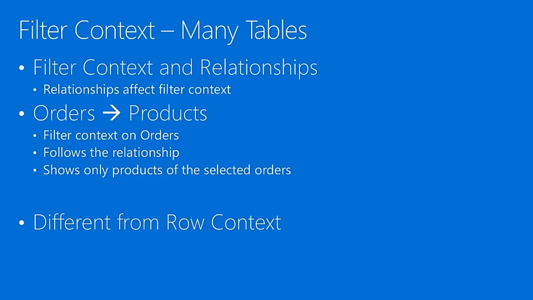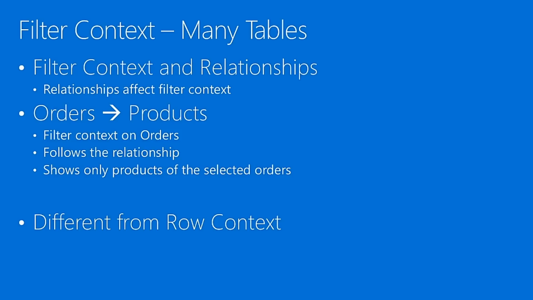In Power BI and in Analysis Services 2016, but not in Power Pivot, you have the option of defining which way the filter context will propagate. And so you have more power and you can define more complex expressions. But the point is that the behavior is totally different from the filter context.